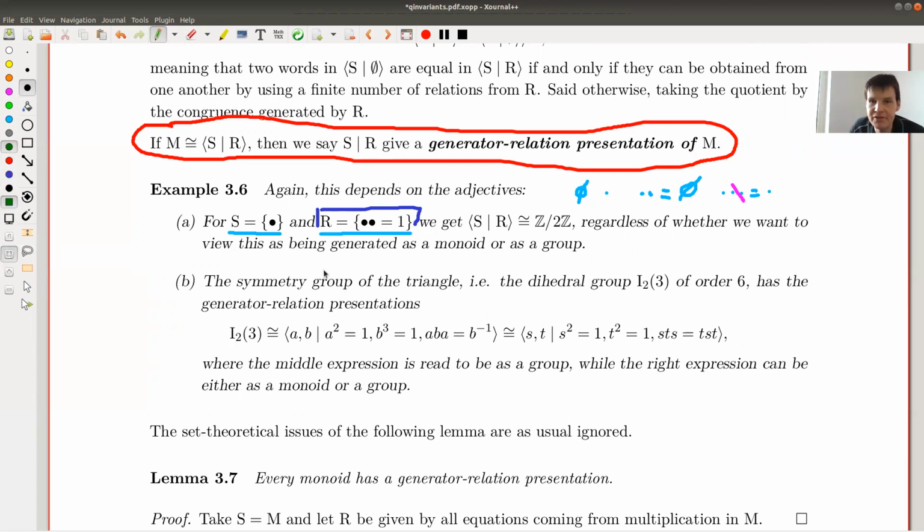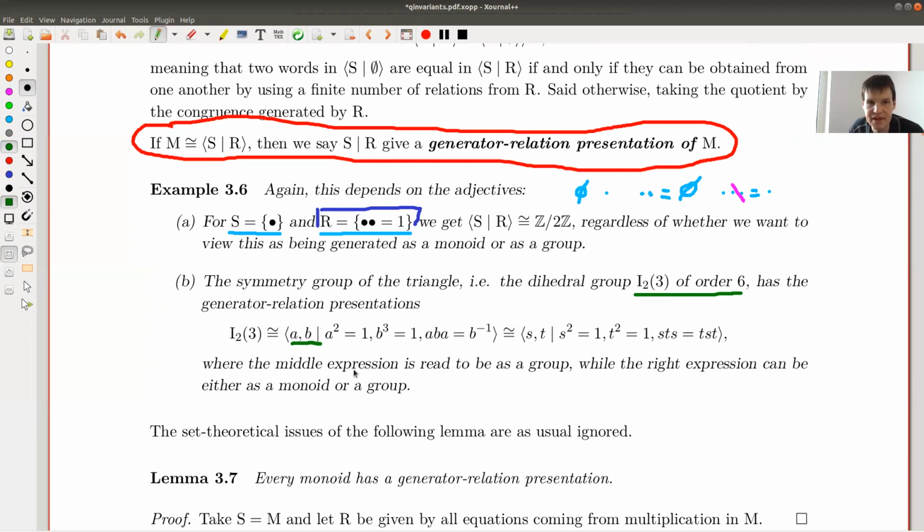And you could think of the symmetry group of the triangle. This would be the dihedral group of order 6. I just denoted it I2(3), whatever. So 3 is a triangle. I2 is the classical notation. It is of order 6. It's the symmetry group of the triangle.